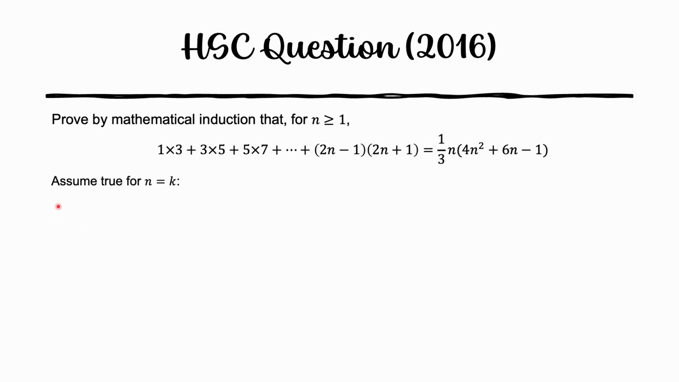So looking in here, we now want to assume true for n equals k. Whether that's 1, 2, 3, 4, any amount of terms. So looking at this, we've got 1 times 3 plus 3 times 5 plus 5 times 7 plus any amount of terms, such as up here. And then we've got 2n minus 1, which is now 2k minus 1. And then the 2n plus 1, which is now 2k plus 1. And we've got equals 1/3 times n, or 1/3 times k, and in brackets, the 4n squared plus 6n minus 1, or 4k squared plus 6k minus 1.